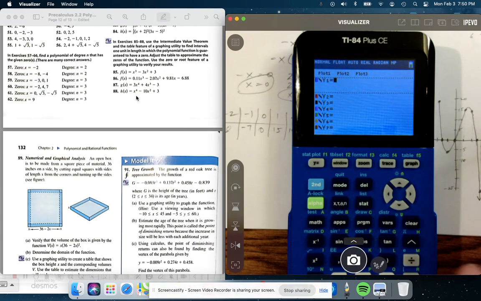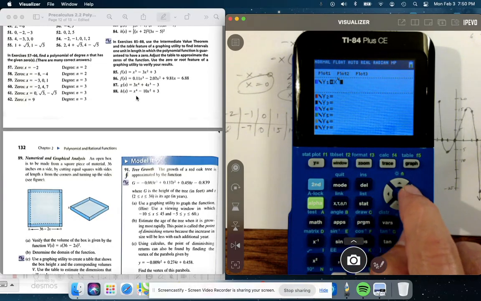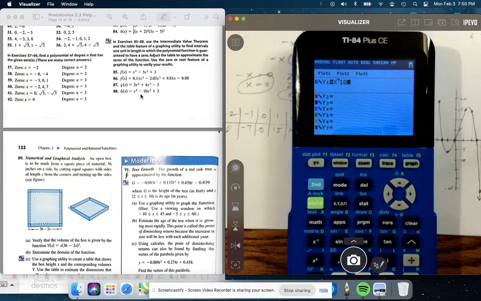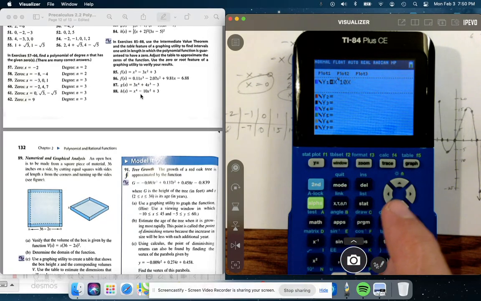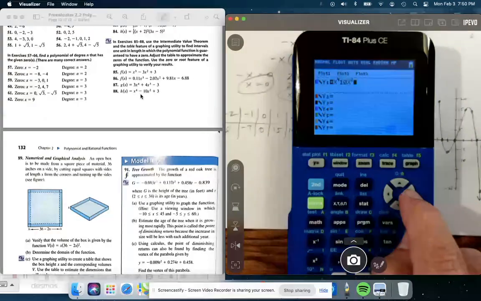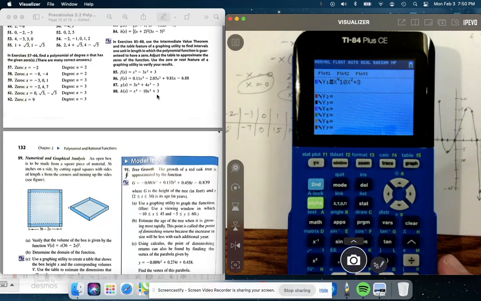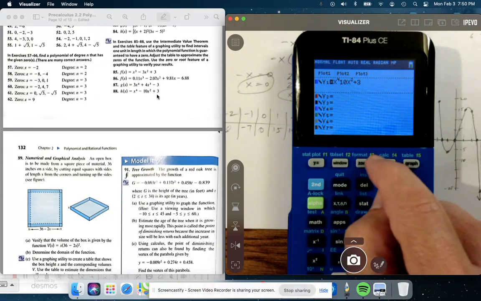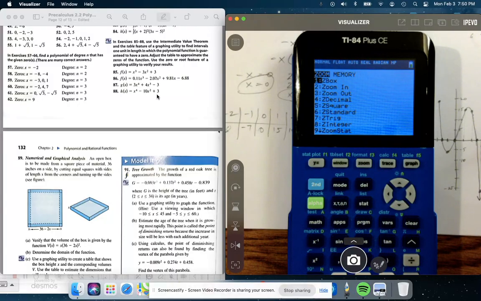let's see, that's x to the 4th minus 10x squared plus 3. Okay, I'll just hit a zoom 6 for a standard viewing window. See what it looks like.